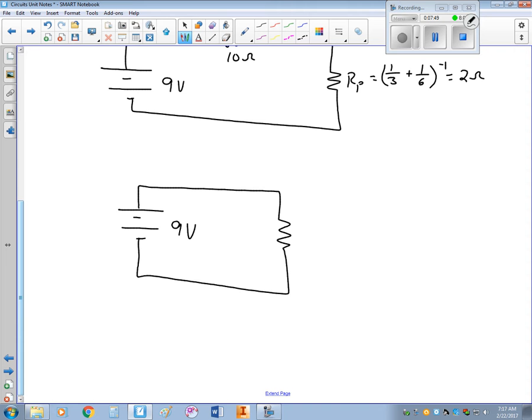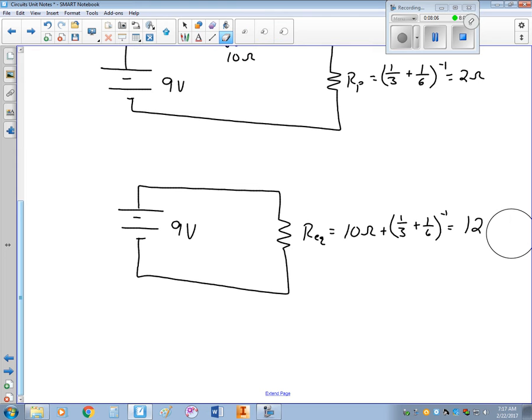So this equivalent resistance would be 10 ohms plus this 1/3, which we already know is 2. So 10 plus 2 equals 12 ohms. So the equivalent resistance of my circuit then is 12 ohms.